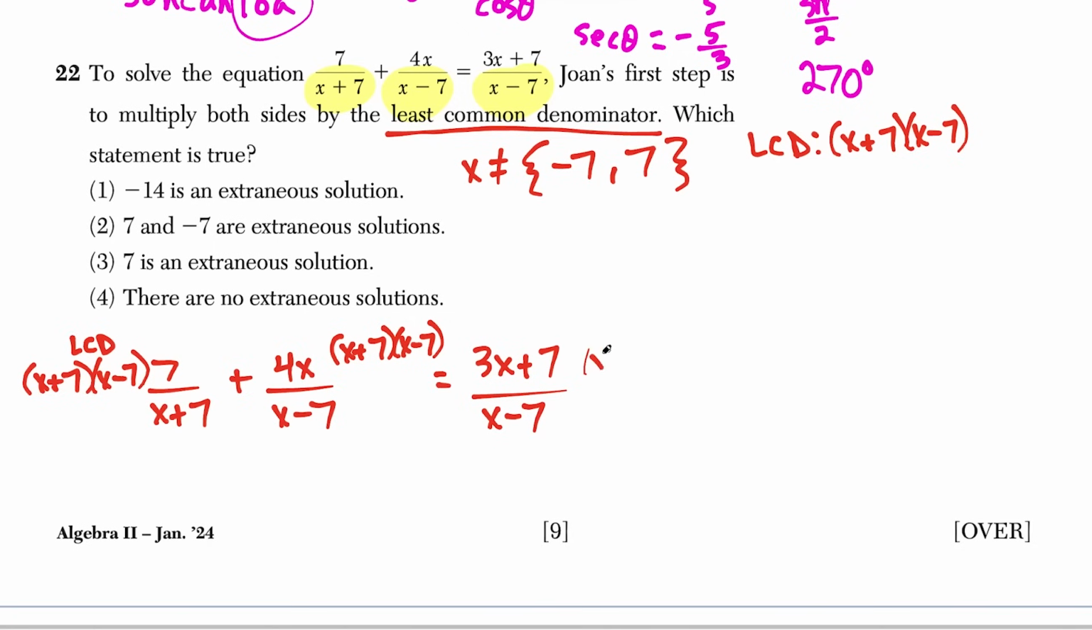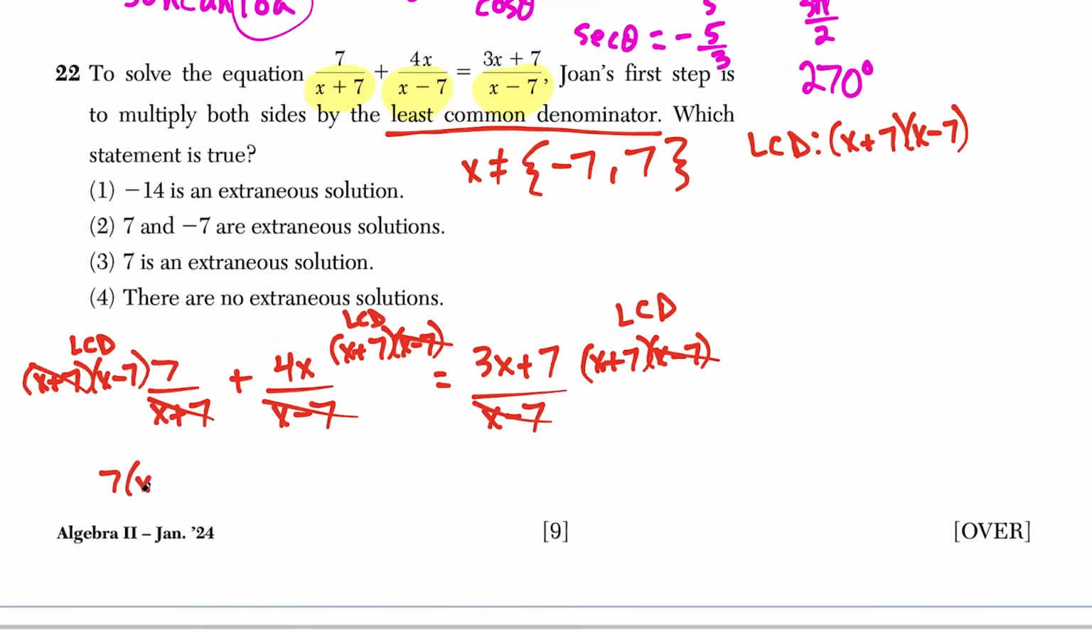We'll have x plus 7 times x minus 7. Okay, so here is our least common denominator showing up 3 times. We're multiplying both sides by the least common denominator. And watch what happens. x plus 7 over x plus 7 cancels. Then we have x minus 7 over x minus 7 canceling. And the leftovers here, we have 7 times x minus 7.